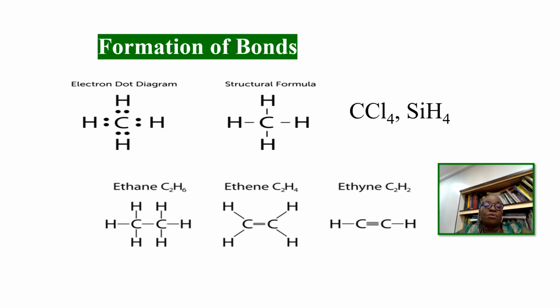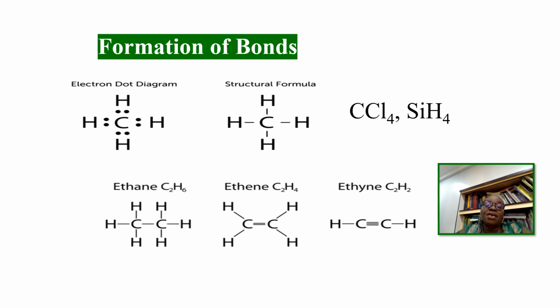Formation of bonds. For the group 14 elements, we all know that they have 4 electrons in their outermost shell, and therefore they require 4 more electrons to reach an octet. These 4 electrons can be gained by forming covalent bonds, as illustrated in methane, in carbon tetrachloride, in silane, SiH4. We use the example of carbon here.